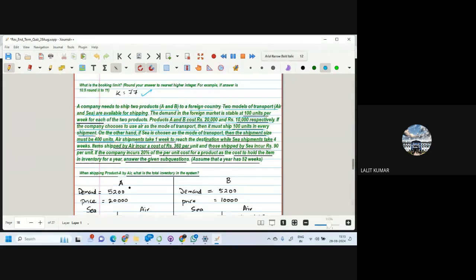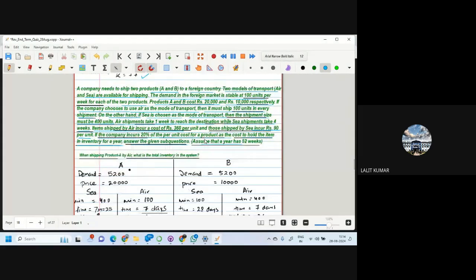Air shipment takes 1 week to reach the destination, while sea shipment takes 4 weeks. Items shipped by air incur a cost of rupees 360 per unit, by sea rupees 90 per unit. The company incurs 20% of the per unit cost of a product as the cost to hold the item in inventory for a year. Answer the given questions.